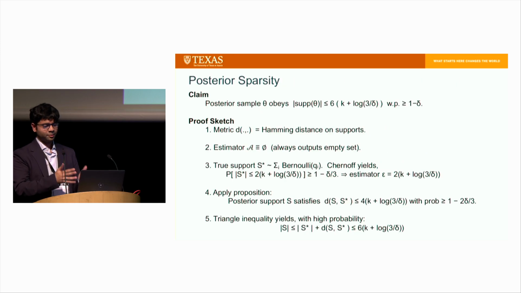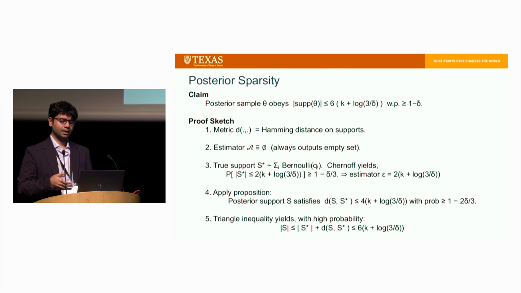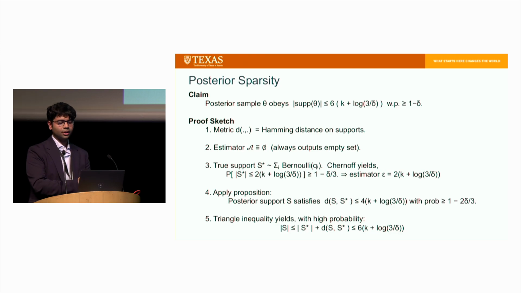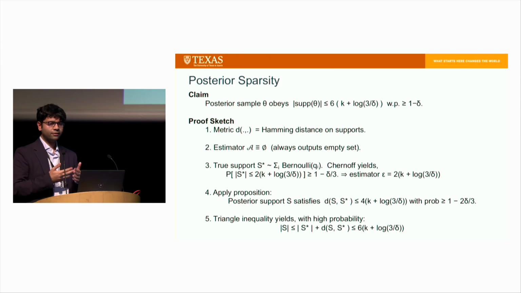Well, here is the entire argument, so it fits on one slide. You start with the metric being the Hamming distance. So you're sampling supports and trying to show that the support of a sample from the posterior is sparse. The estimator we'll just assume to be always the null set. Now, what you do know is that the prior from which the theta star was actually sampled is a spike and slab distribution. Therefore, it's a sum of Bernoullis with parameters qi. Standard Chernoff bounds yield that the size of S star cannot be much larger than order k, which is used here. And so now we are free to apply the proposition that we just saw on the previous slide.